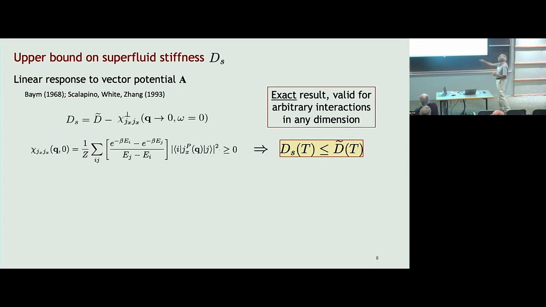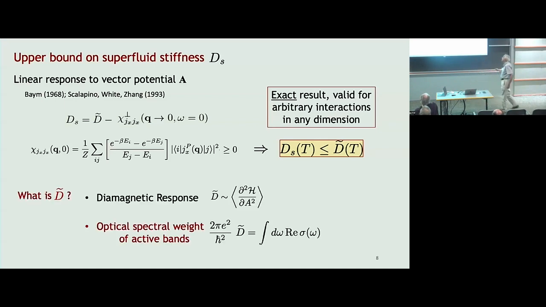Okay, in any case, we can write down the Kubo formula, which has a diamagnetic piece and a paramagnetic current-current correlator. You can just do a Lehmann representation and just show that the second term has to be positive definite. So that means the superfluid stiffness, pointwise in temperature, is upper bounded by the diamagnetic piece. What does the diamagnetic piece mean? Well, you can compute it as the second derivative of your effective Hamiltonian, but it has also a very physical meaning that's actually directly related to the optical spectral weight of the active bands.